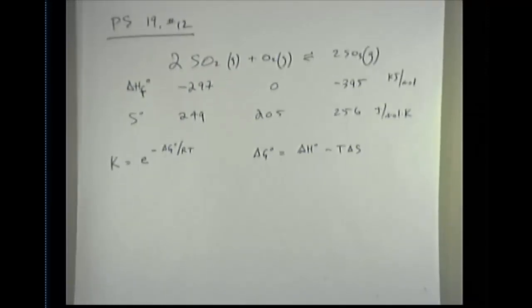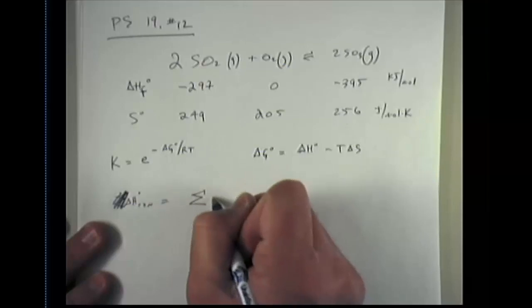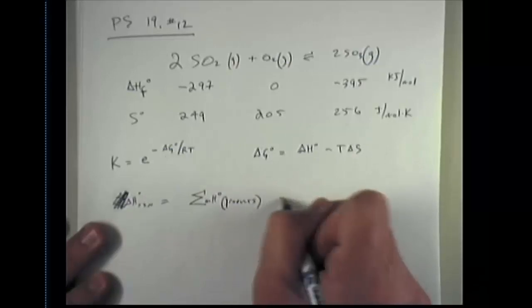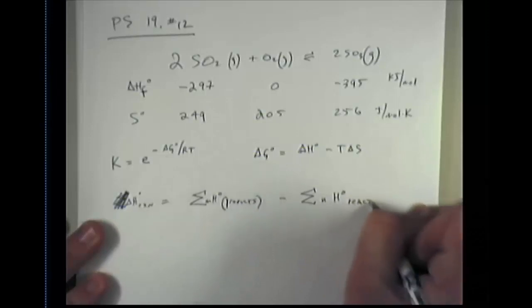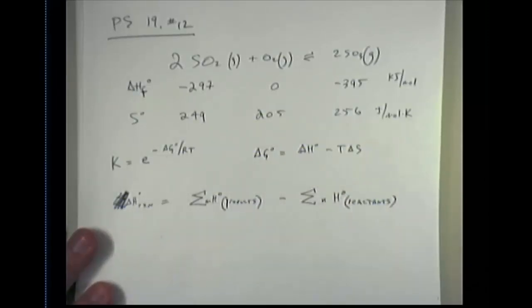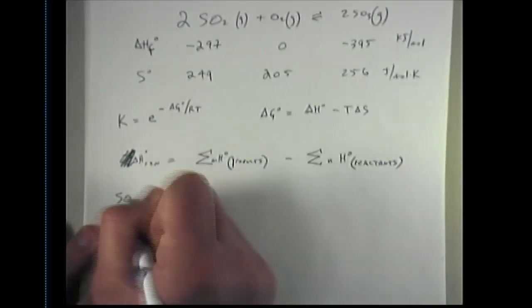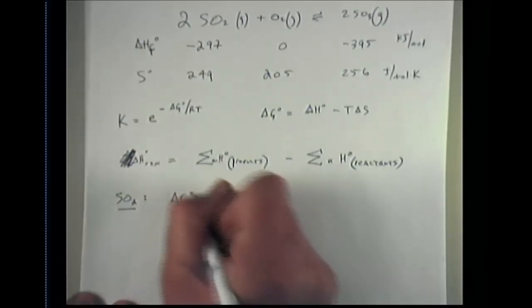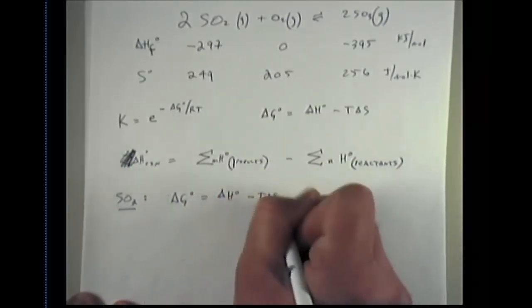There may be two different ways to do this problem. One would be to calculate delta H for the entire reaction by taking the sum of the individual delta H values for the products multiplied by their individual coefficients and subtracting the individual analogous values for the reactants. And then we would do the same thing for delta S. What I'm going to do instead is a slightly different approach. I'm going to individually, for each component, calculate their individual delta G values by taking delta G and setting it equal to delta H minus T delta S.